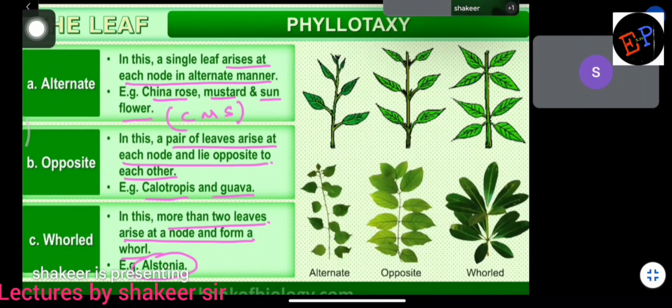In the figure you can see here, you will understand now. So this is alternate, first here one leaf, then here one leaf. Here leaves are arranged opposite, side by side. And here many leaves are attached to the same point. They are called whorled. Clear?